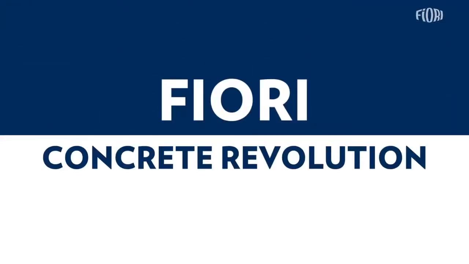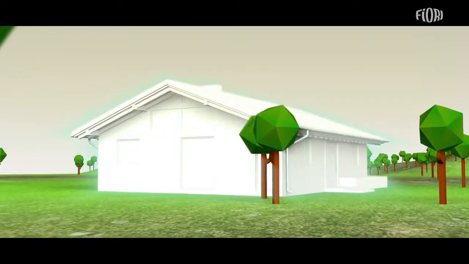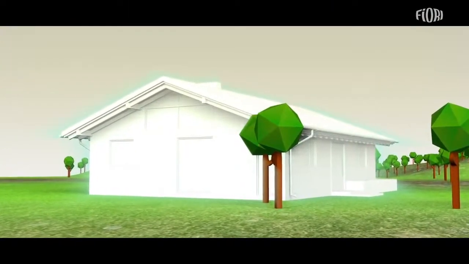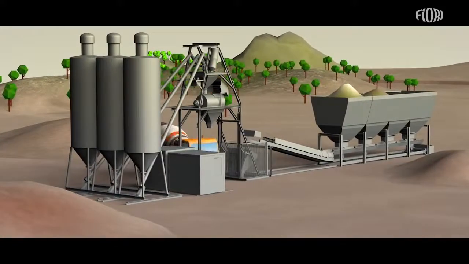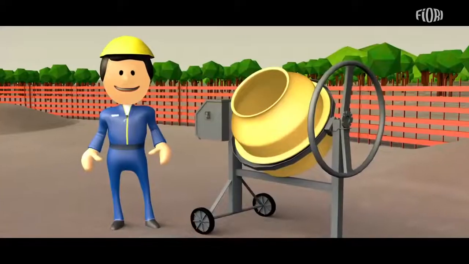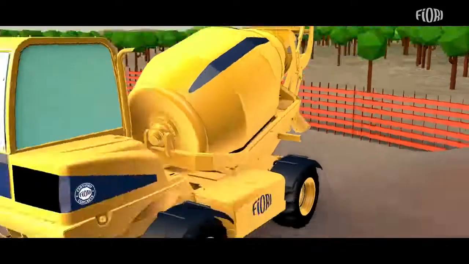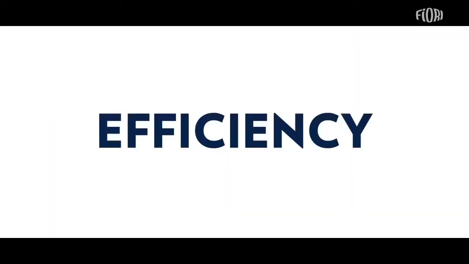So, what is the best way to batch concrete? There are various possibilities. Let's compare them in the construction of a building. You can make use of a concrete batching plant, an on-site plant, a manual concrete mixer, or batch your concrete using the Fiori solution. Here are some of the advantages of this method. Efficiency.